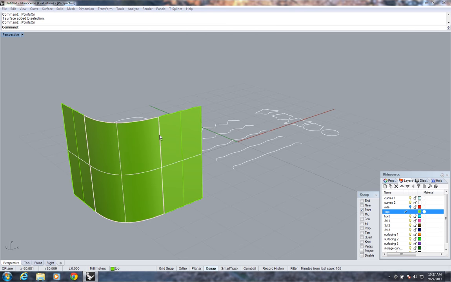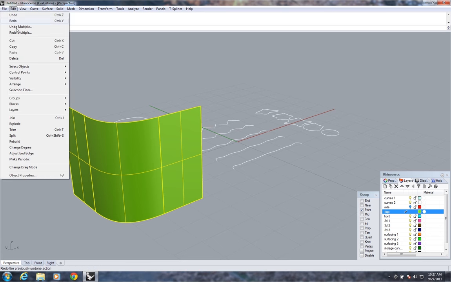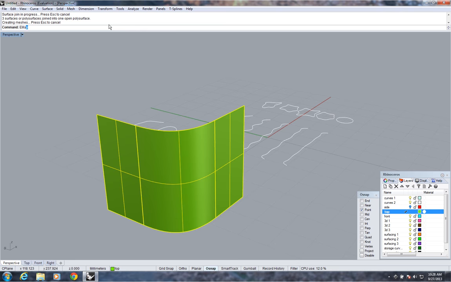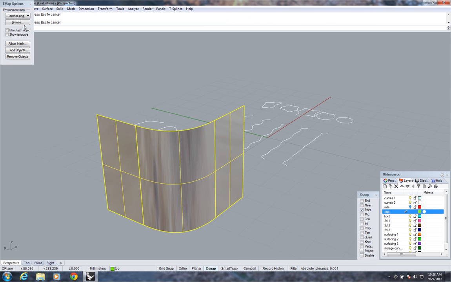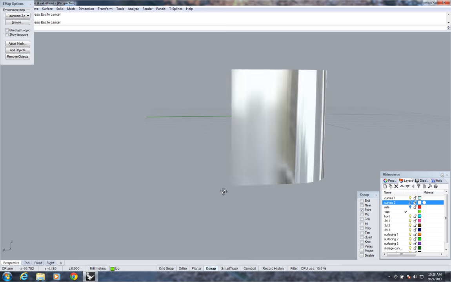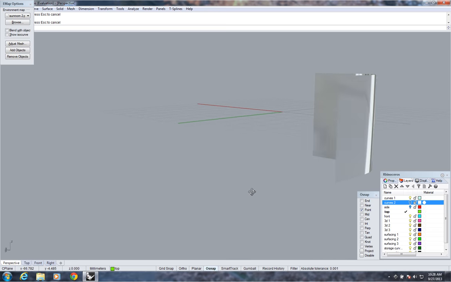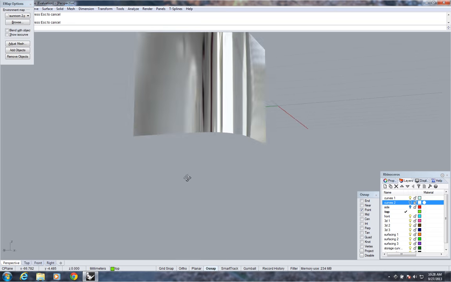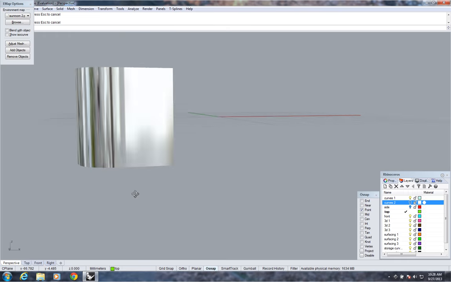Oh, by the way, just to demonstrate what I talked about with mathematical smoothness, I'm going to do an EMAP surface analysis on this. Okay? And I challenge you to see a seam. There isn't one. Mathematically, it is a perfectly smooth transition.